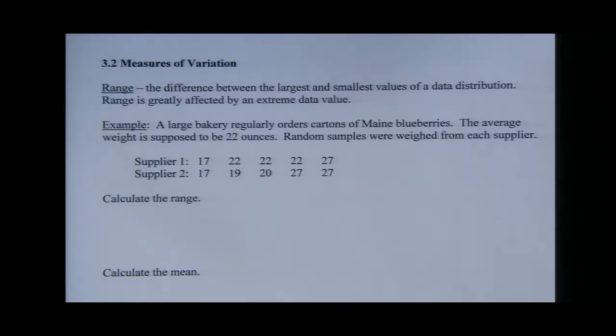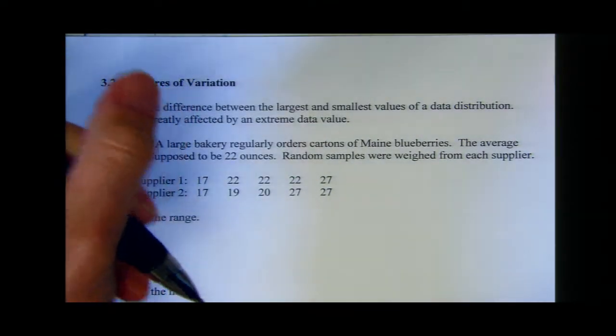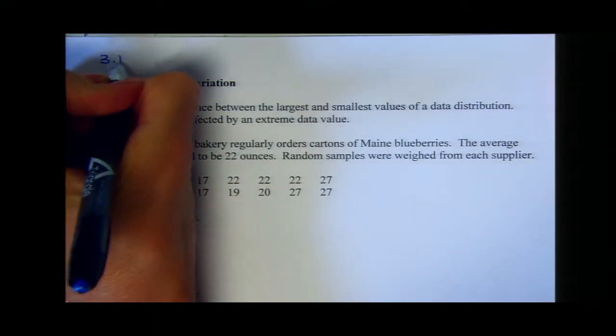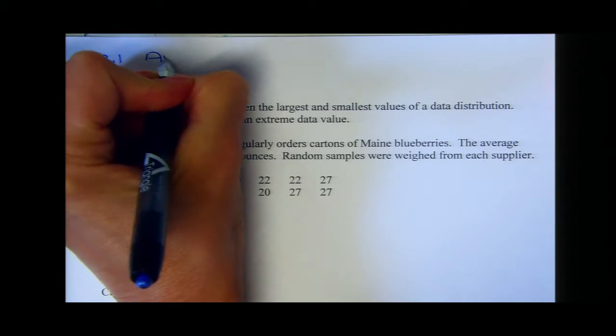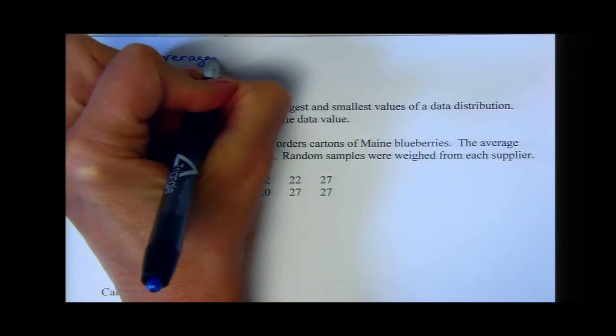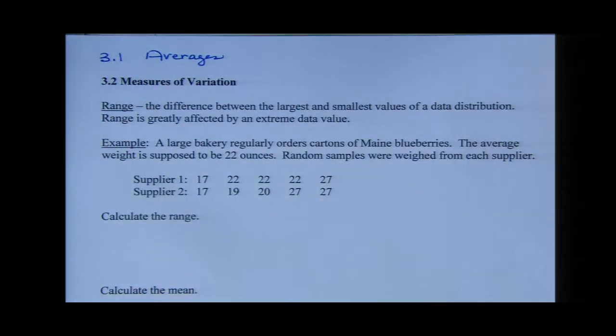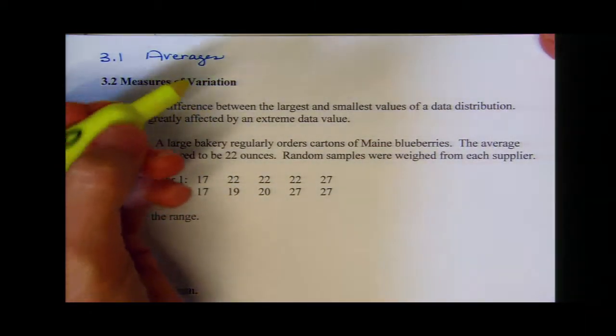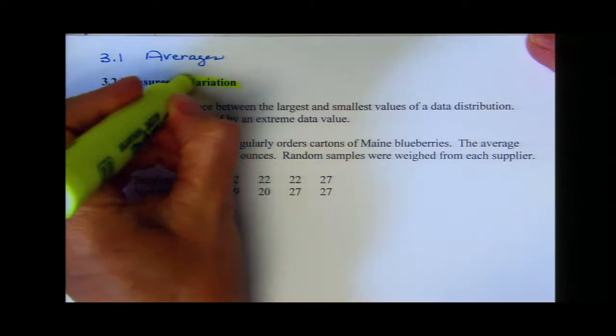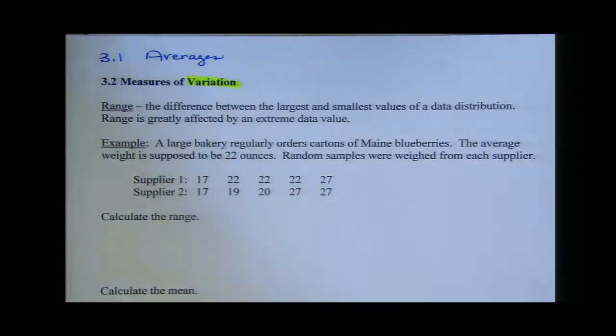In chapter 3.1, we talked about the different measures of central tendency, or the different types of averages. So 3.1 was calculating your averages, which we talked about the mode, the median, and the mean. Now in chapter 3.2, we're going to talk about the different measures of variation.